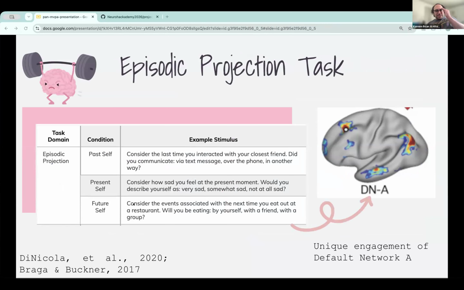Hello. So, for the task fMRI, we analyzed the data from the episodic projection task. In this task, participants are given 30 trials, and each trial is a scenario that's either an event about oneself or another, either in the past, present, or future. In our study, we were interested in those about the self, distinguishing specifically future from past self, which would recruit the anterior default mode network A for future self versus default mode network B for the past self. So, next slide, please.